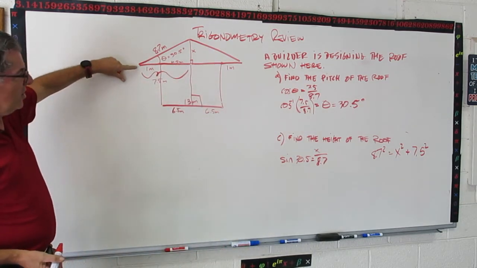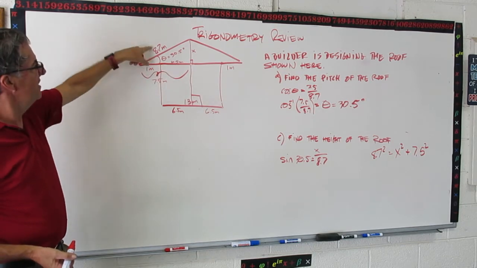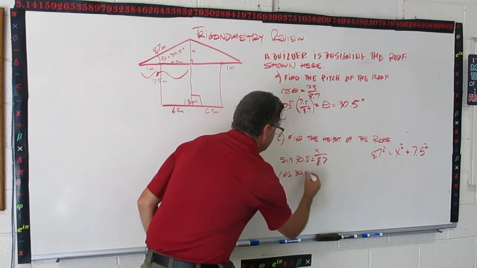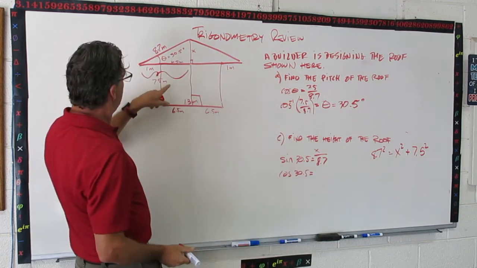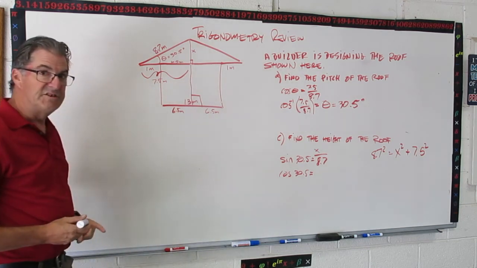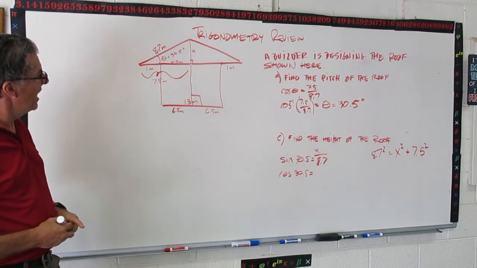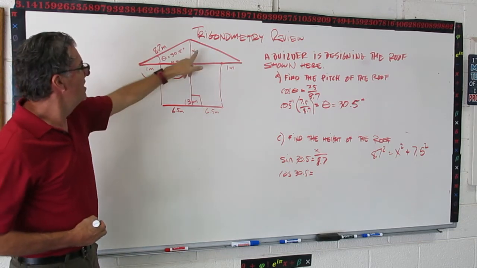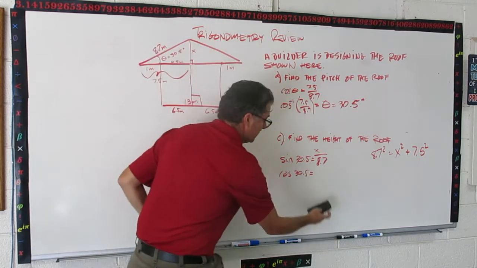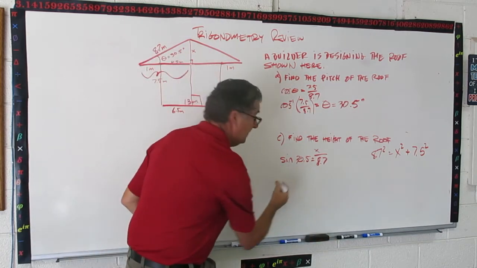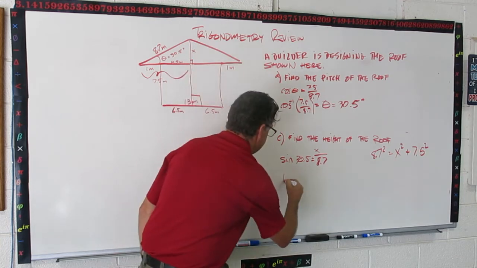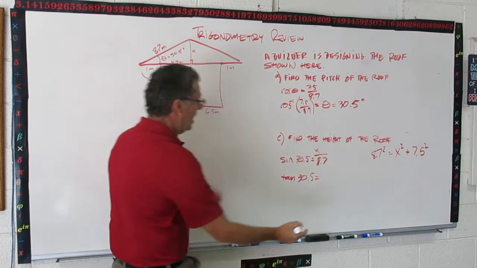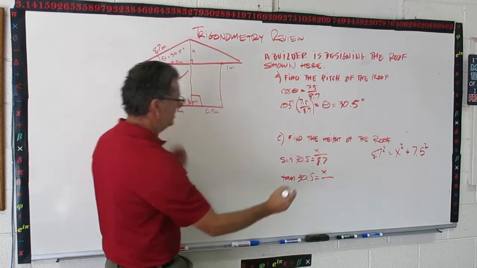I can also use cosine because I have the adjacent and the hypotenuse. So I can go cosine 30.5 equals, nope. Do you see what I did wrong? I need to use tangent because I know both of these. This is not going to help me. I need to use opposite over adjacent, so that's going to be tangent. If you caught that before I did, good job. So tan 30.5 equals opposite over adjacent.